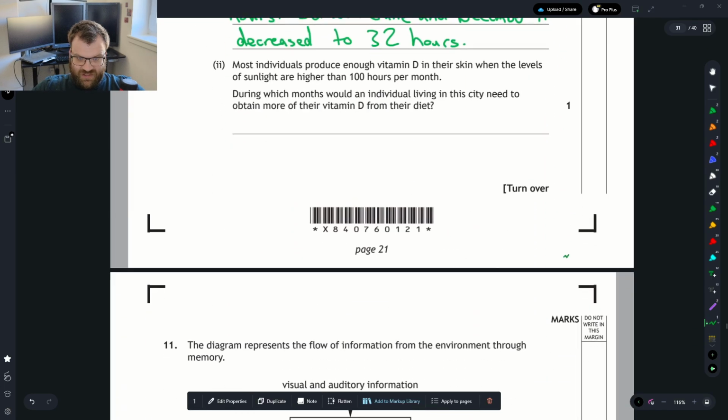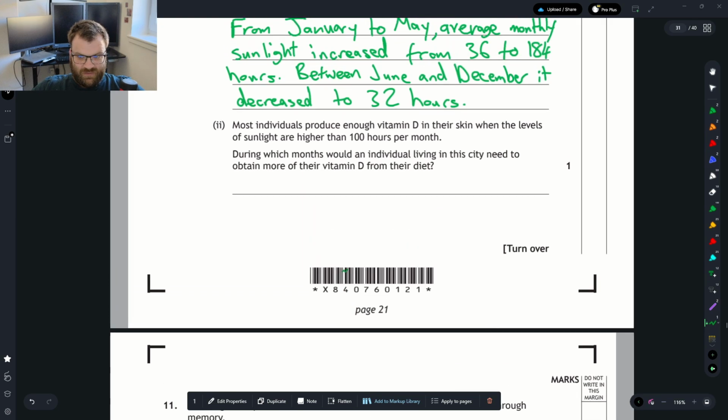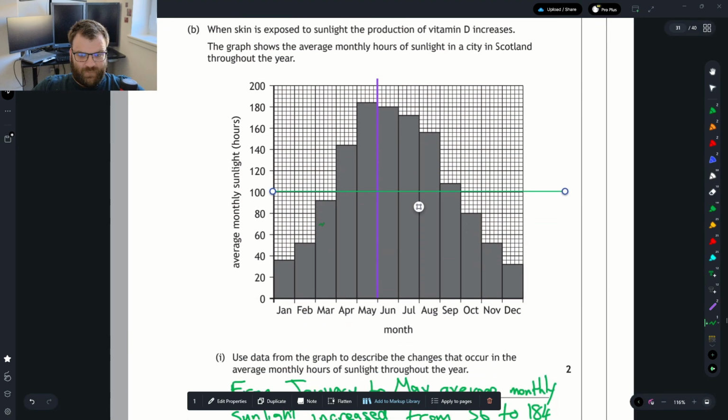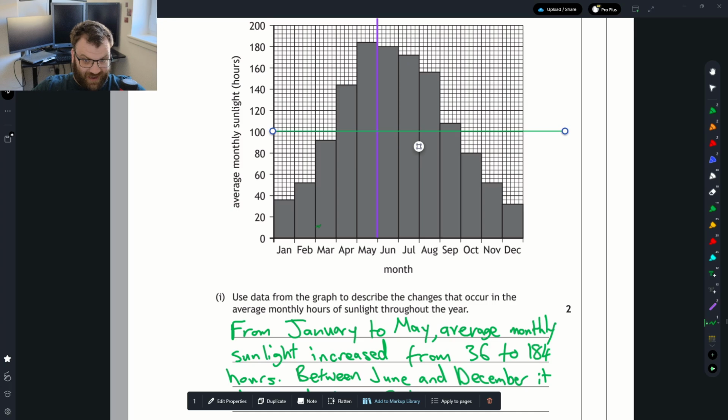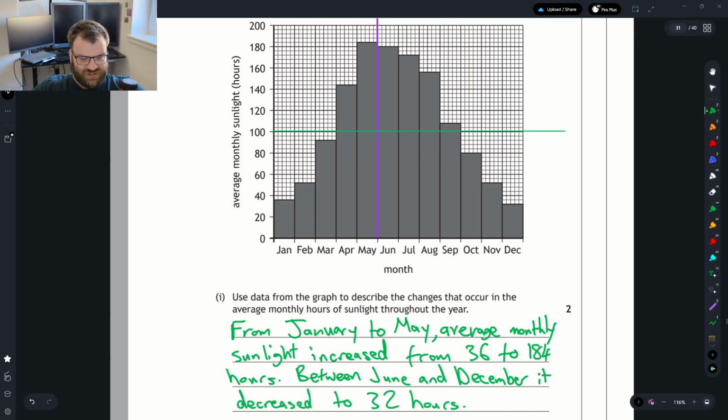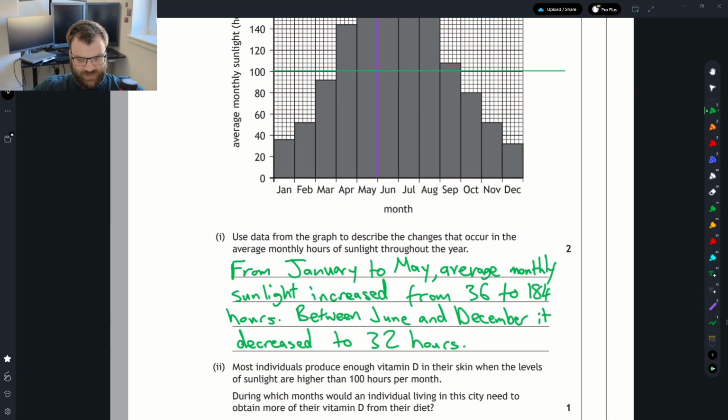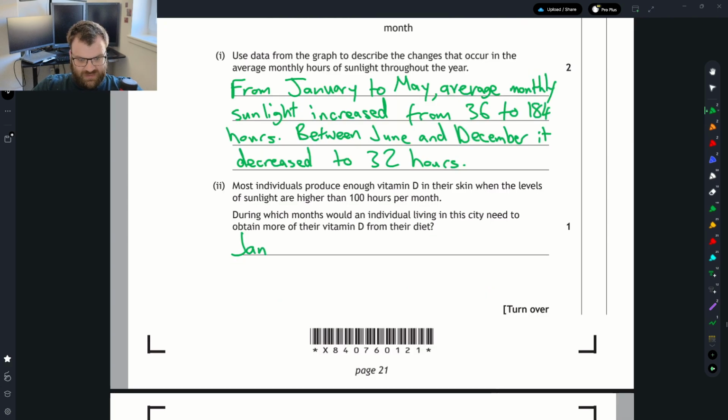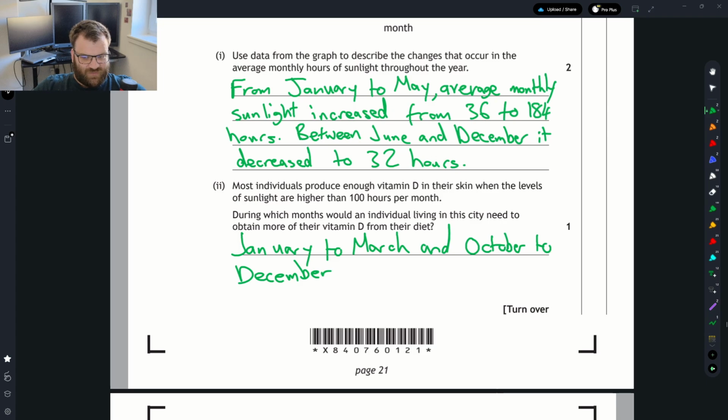And what was the question? Which months would they need to obtain more of their vitamin D from their diet? Okay, so if it's more than 100, they get enough in their skin. But we're looking at the ones where it's less than that. They tried to throw me, I've caught it this time. So we are looking for the ones where we're deficient in sunlight. So we need to eat it in our diet instead of just getting it through the skin. So that would be January to March, October to November, so Jan and October, December. So in the wintry months, then we'll have less sunlight.